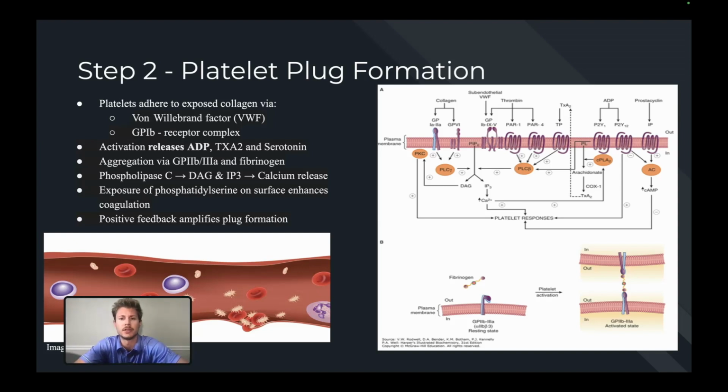Activated platelets then release ADP, thromboxane A2, and serotonin. These chemicals recruit and activate nearby platelets via a positive feedback loop. GP2B and 3A receptors allow them to bind fibrinogen and aggregate. This forms a temporary plug, as shown in the image on the bottom, right here.